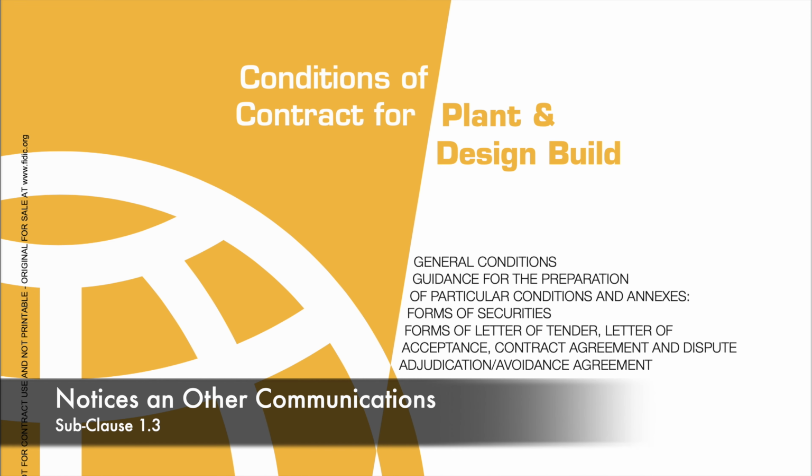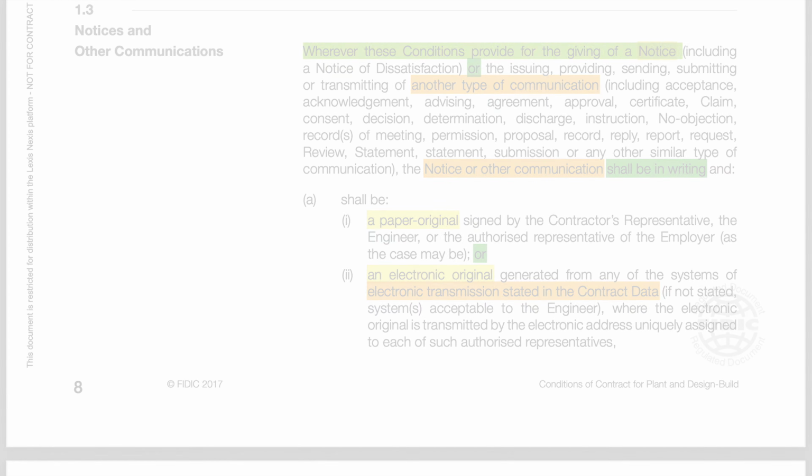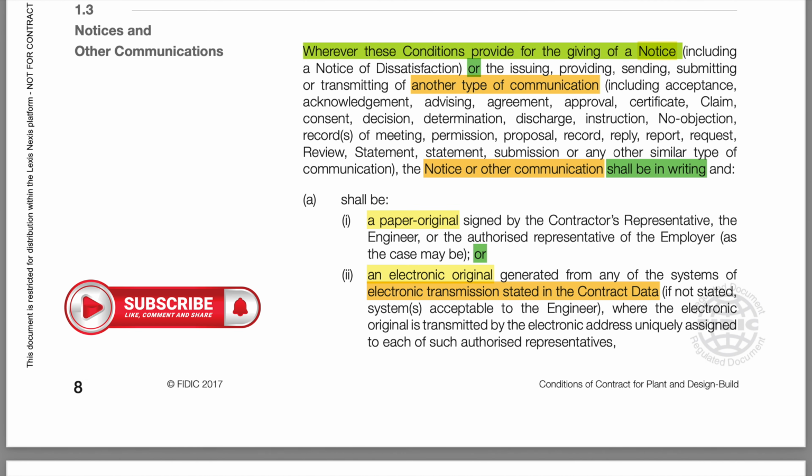We're going to talk about subclause 1.3, which is about notices and other communications. Let's read the clause together and see what's important. So subclause 1.3 states, wherever these conditions provide for the giving of a notice, including a notice of dissatisfaction, or the issuing, providing, sending, submitting, or transmitting of another type of communication, and then a number of examples, including an acceptance, an acknowledgement, agreement, approval, certificate, claim, consent, decision, determination, etc.